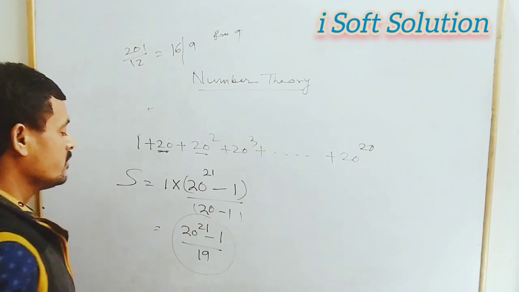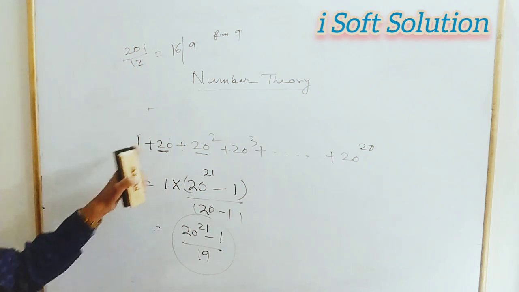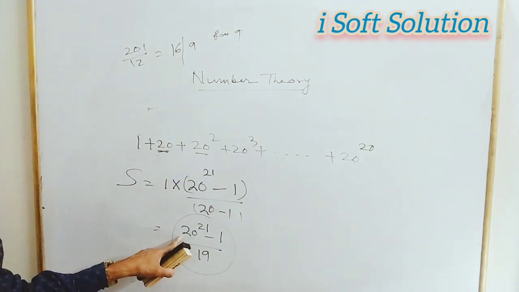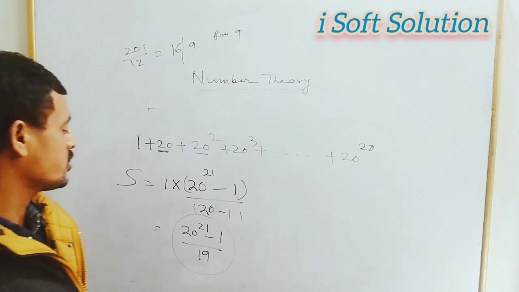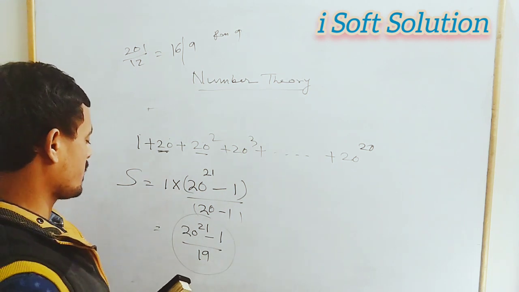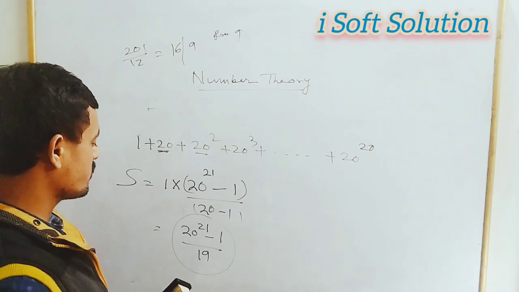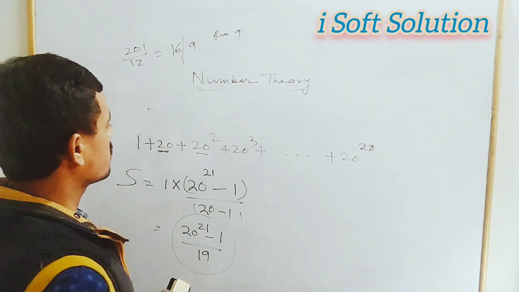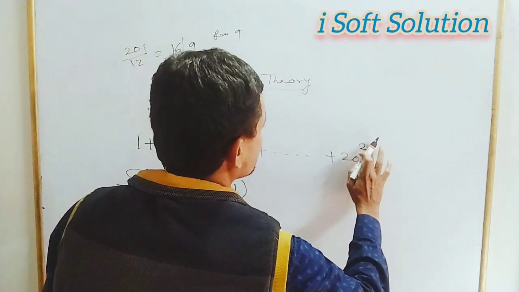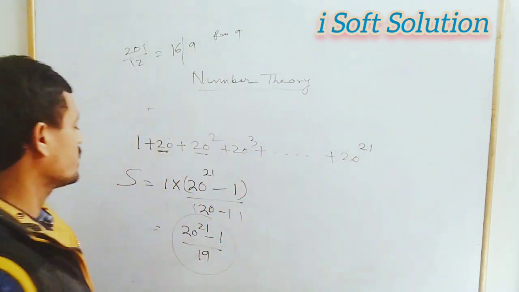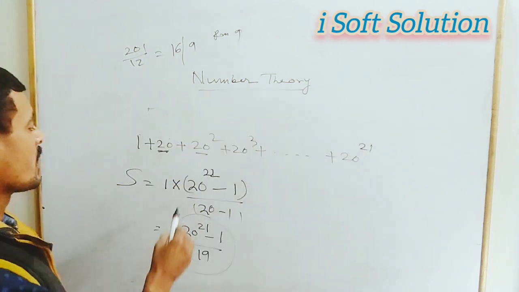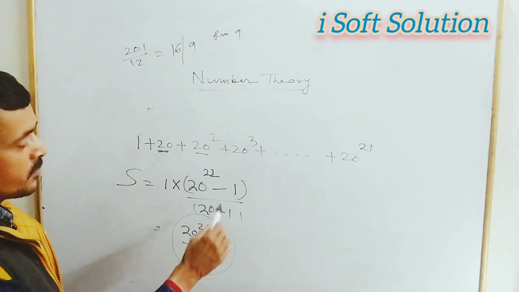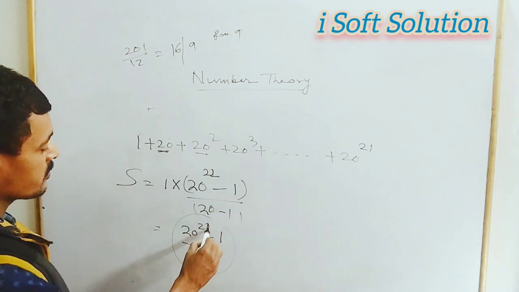Therefore, we first calculate the sum of the GP. Now we have to divide this by 23 and determine its remainder. The actual problem will be this sum divided by 23.